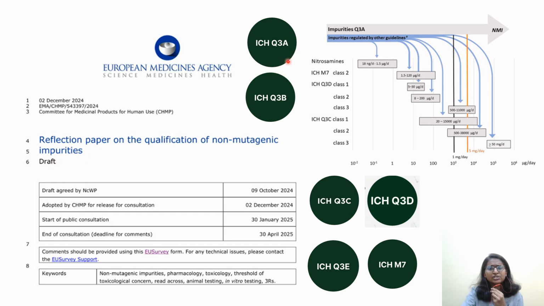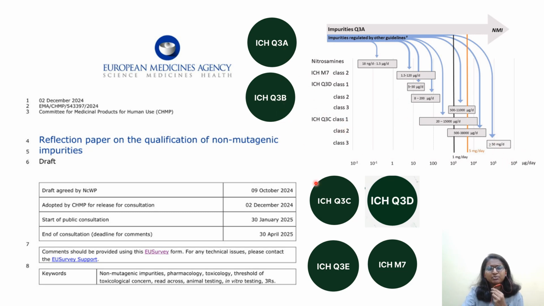ICH Q3A deals with the drug substance. ICH Q3B guideline deals with drug products. ICH Q3C deals with residual solvents. ICH Q3D deals with elemental impurities. Q3E, which is still at the proposed and draft stage, will deal with extractables and leachables, and ICH M7 deals with mutagenic impurities. And for nitrosamines, certain NDSRI guidelines are also available. Okay, these are the various limits proposed by these guidelines for the qualification of impurities.